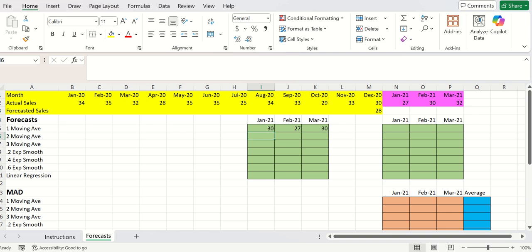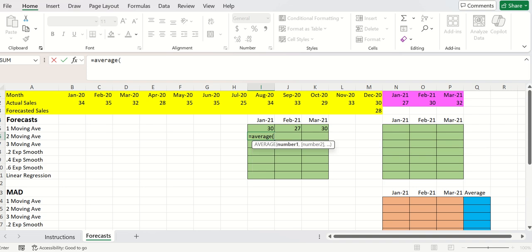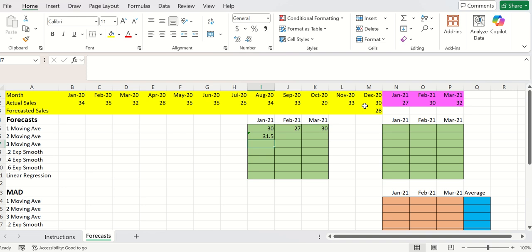Next is a moving average for 2 months. So if I type in equals average and look at the 2 previous months before January, again, I'm trying to forecast January 21, equals average of these two, it comes up with 31.5. This brings us to a point in being practical. Mathematically, 31.5 is the correct answer for a 2 month moving average. However, it doesn't make sense for me to go tell the boss that I'm projecting demand for January to be 31.5.